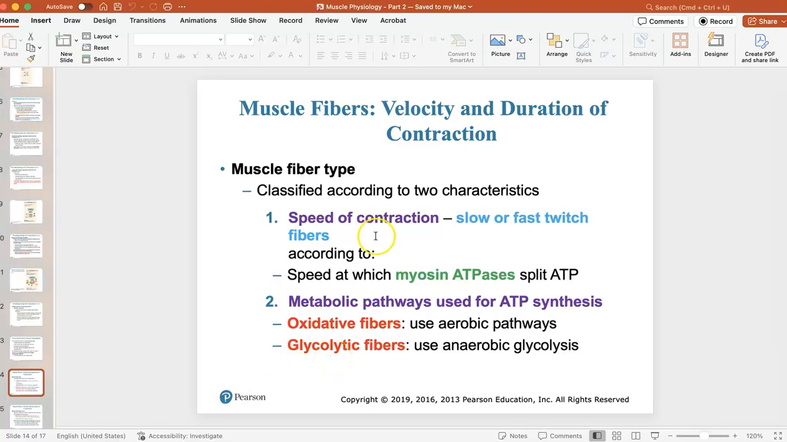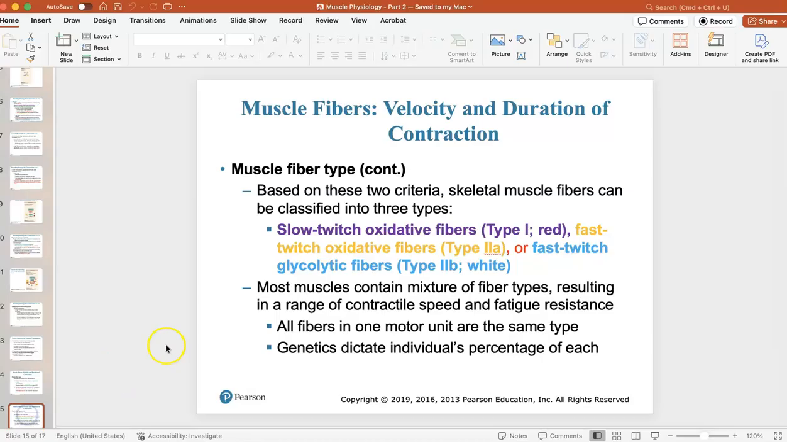So because of these two things, we generally have three types of fibers. Slow twitch oxidative, also called type 1 or red. We have fast twitch oxidative, or 2A. And then we have fast twitch glycolytic fibers, or 2B. Those are white. Now, the color red and white depends on how much myoglobin is in that individual fiber.